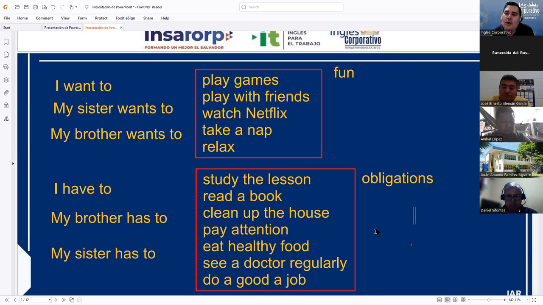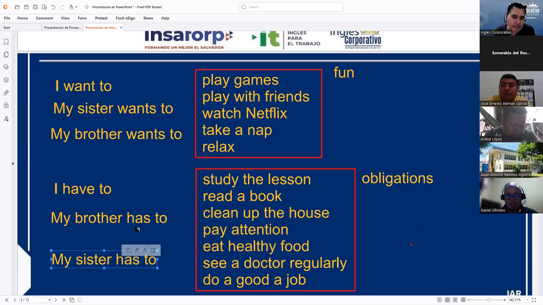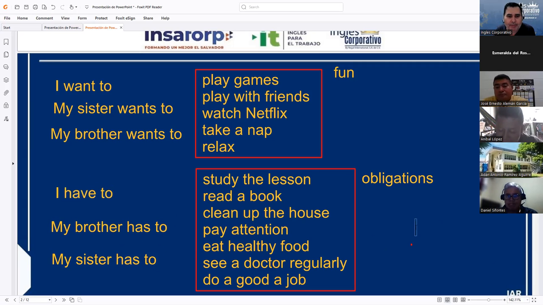Why are they obligations? Because somebody has told them to do them. Like, for example, study the lesson, read a book, the teacher. The teacher said, hey, you have to study the lesson. You have to read a book. Clean up the house, your mom. The mom said, hey, you have to clean up the house. Maybe the teacher also said, pay attention. So you have to pay attention in class.